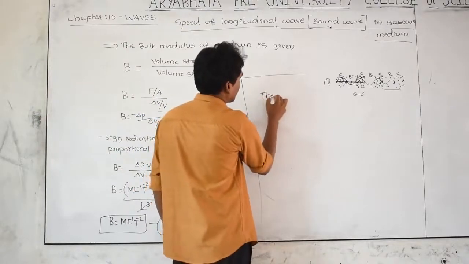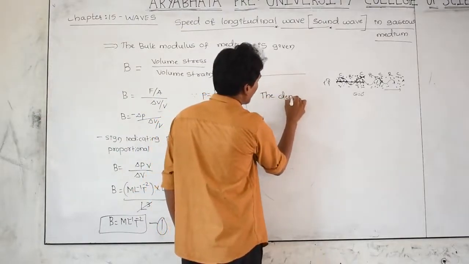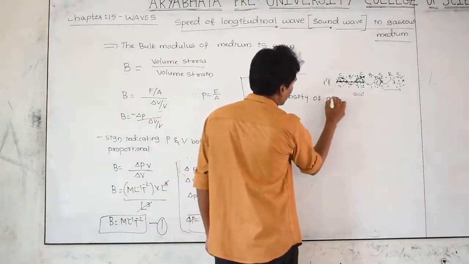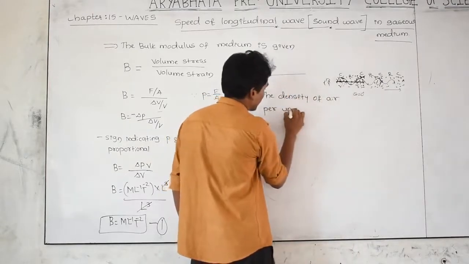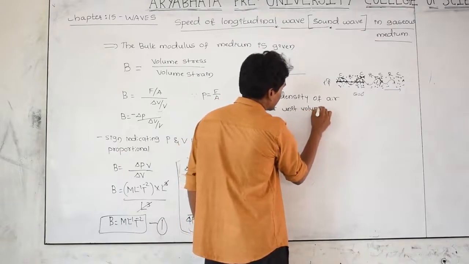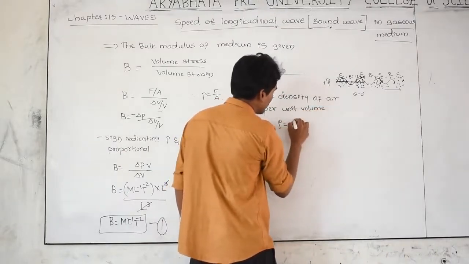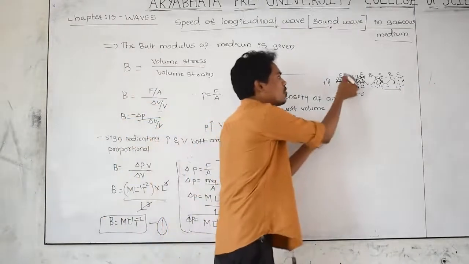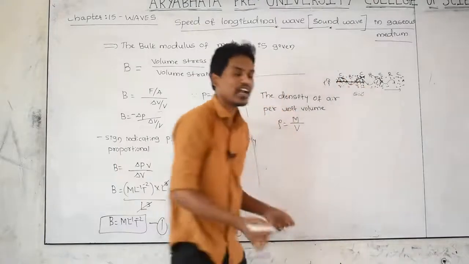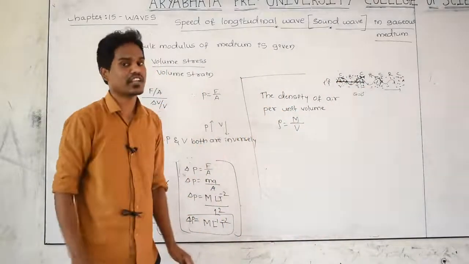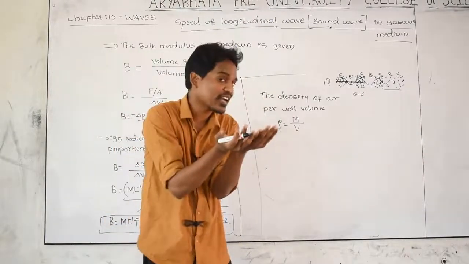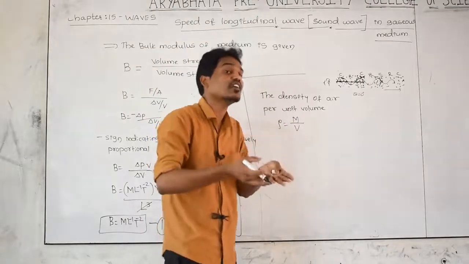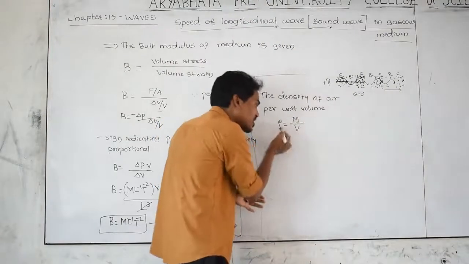The density of air per unit volume, that is rho is equal to M divided by V. Density is, if volume is equal to 1 meter cube, what is the mass present in 1 meter cube? How much is the mass present in the 1 meter volume of the medium, that ratio is called a density.